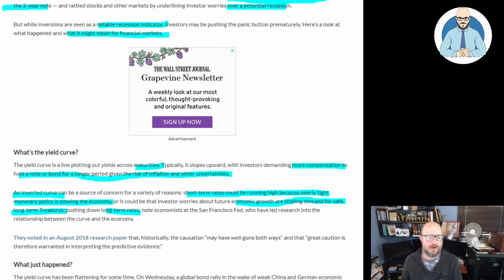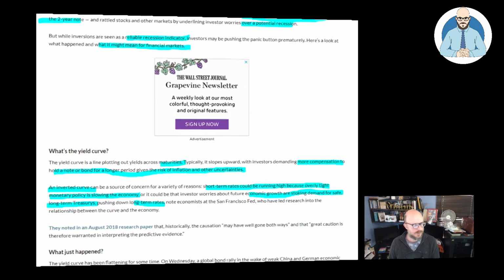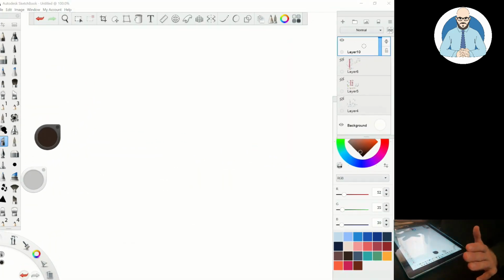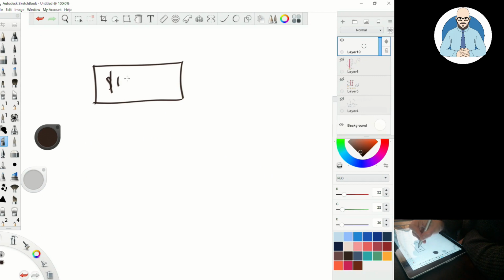So let's jump onto the surface and we'll do some diagramming to get a little bit of an understanding of what's happening here. Now, say we have a bond. This is our bond. It's worth $1,000. That's the face value of the bond. And it pays interest each year of 10%, a payment of $100.